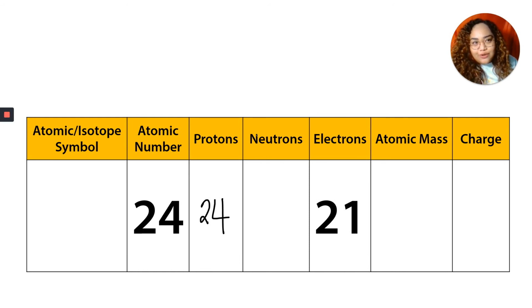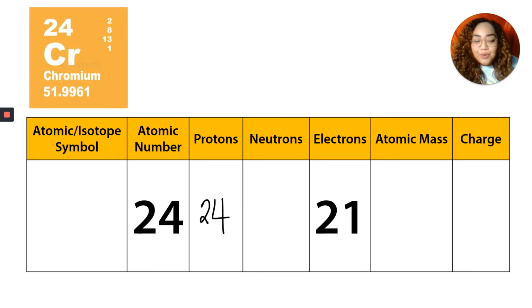Now, if you look at the periodic table of elements, which element has an atomic number of 24? That would be chromium right here. So that is 24 right here. So we're going to write chromium right here. Now, according to your periodic table, chromium has an atomic mass of 51.9, but we'll just convert that to 52 because it's very, very close to 52. So it has an atomic mass of 52.